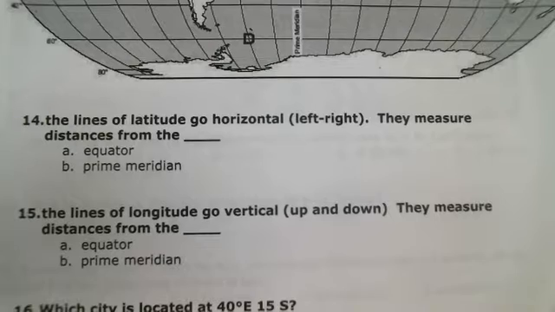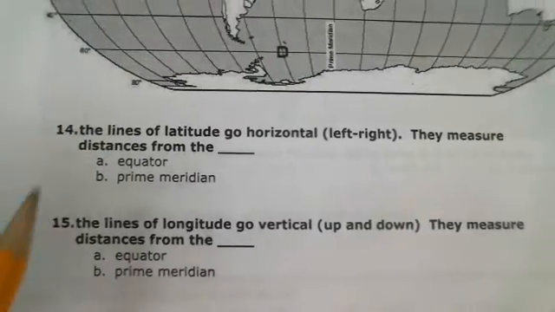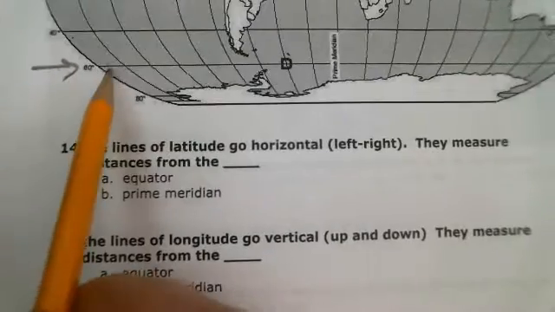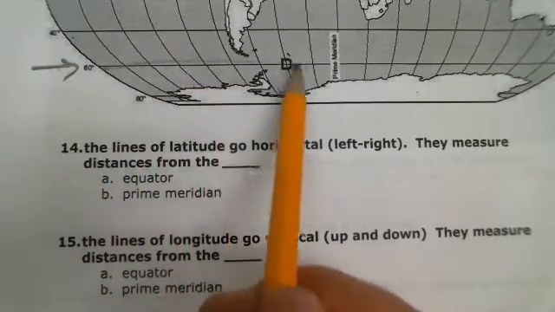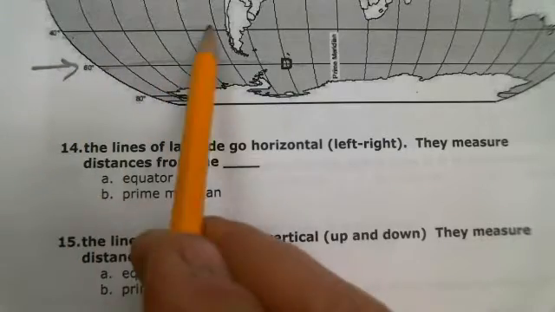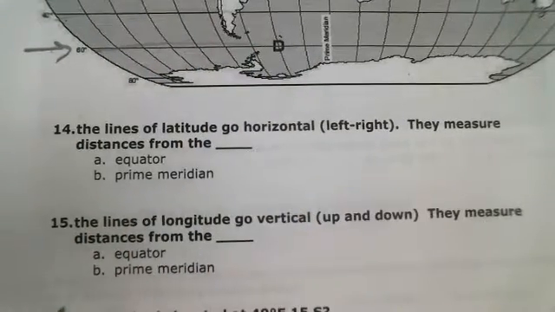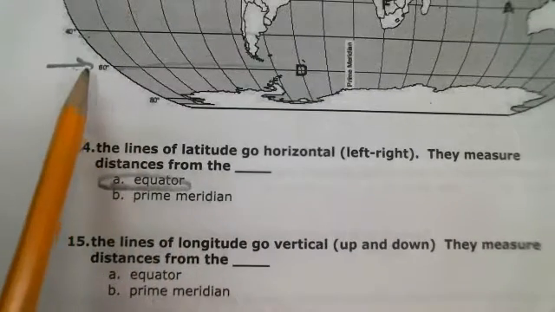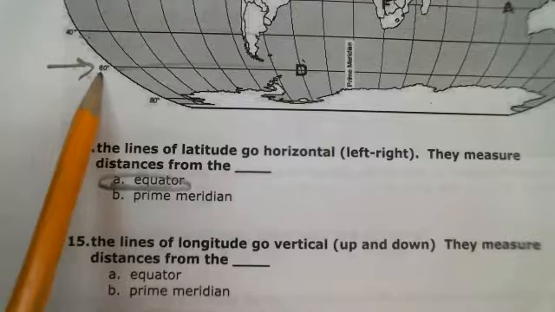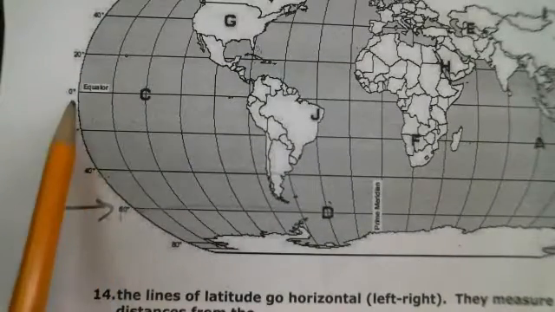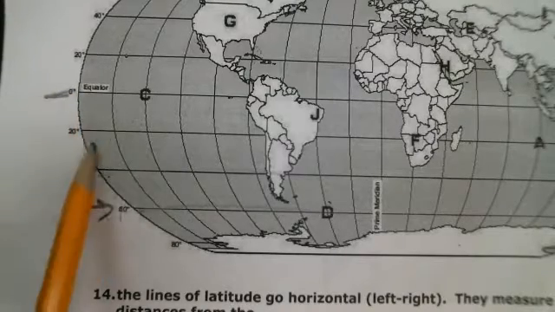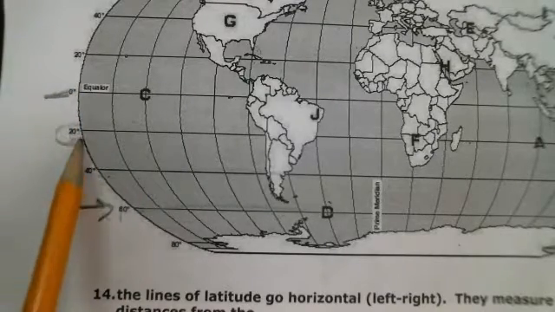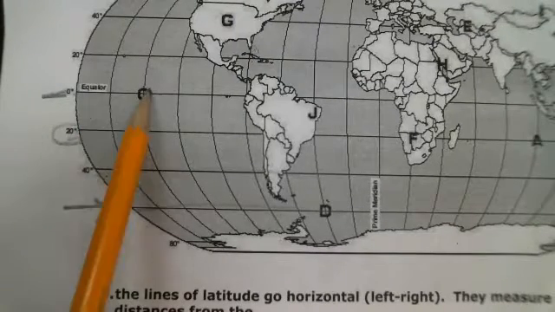Number 14, lines of latitude go horizontal, left and right. So that means that this line is a line of latitude, and this is another line of latitude there. They measure distances from the equator. So this bottom line right here is labeled 80 degrees. That's 80 degrees on the south side of the equator. This line represents 30 degrees south of the equator.